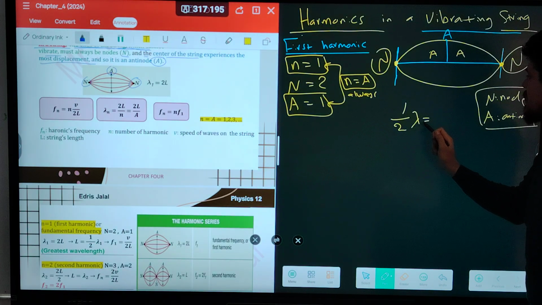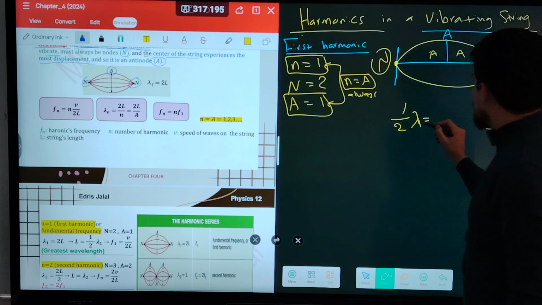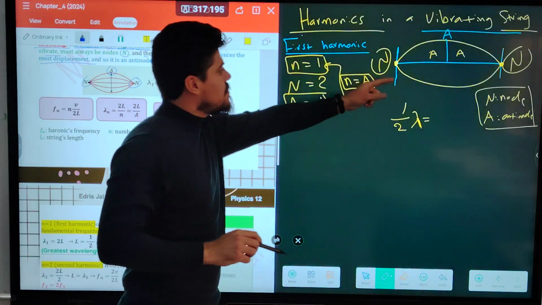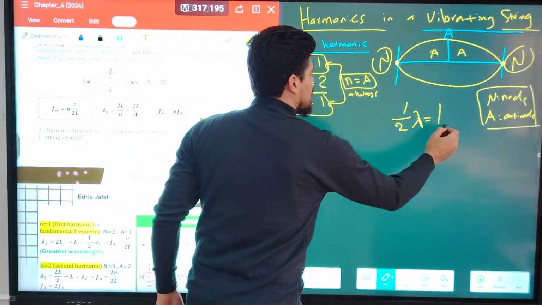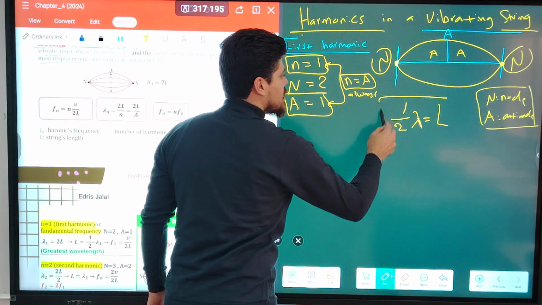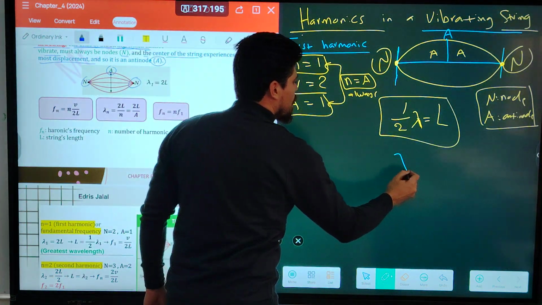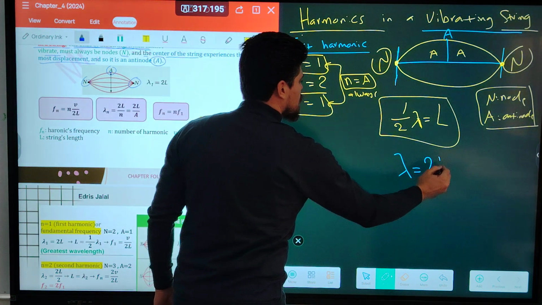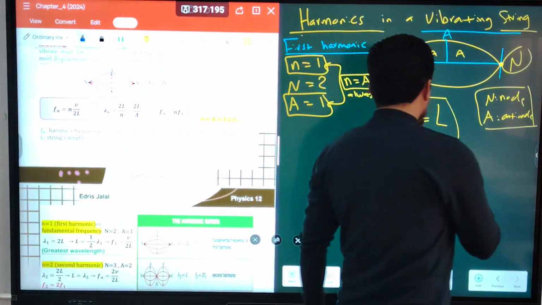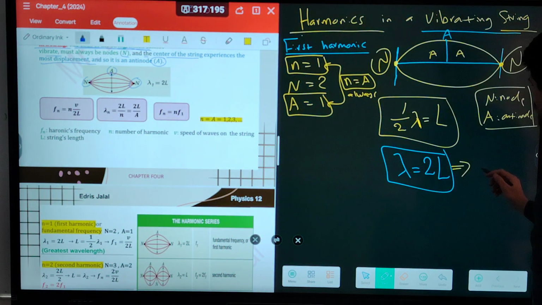Half wavelength is equal to what? Half wavelength, in this case, in the simplest standing wave, is equal to the length of the string. If you rearrange this equation, wavelength is equal to what? Is equal to 2L. So can we say when wavelength is equal to 2L, this is the longest wavelength? Yes. Longest or greatest wavelength.